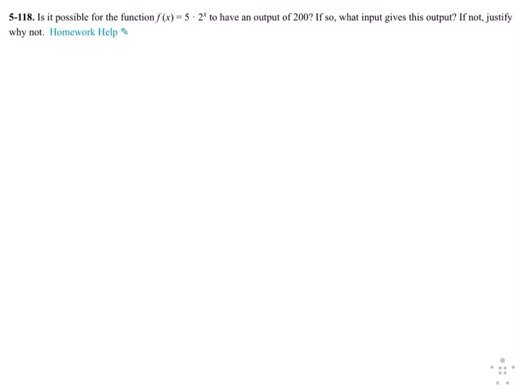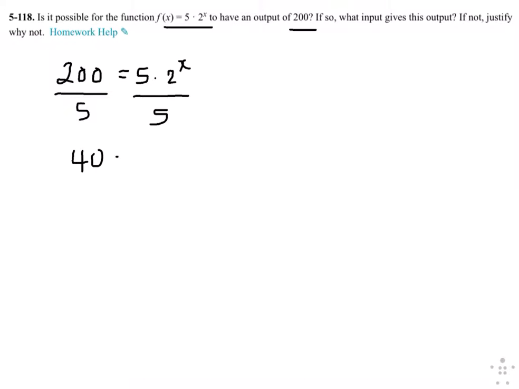Okay, so now it says, is it possible for this function to have an output of 200? So they're saying, when would 5 times 2 to the x equal 200? So we divide by 5, right? And we get 40 equals 2 to the x, right? For this problem, you need natural log, right? So we take the natural log of both sides. So natural log 40 equals natural log of 2 to the x.